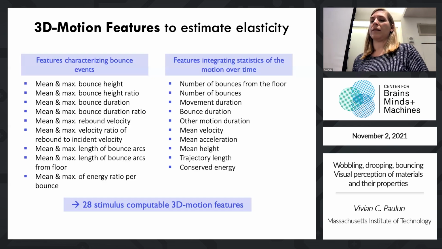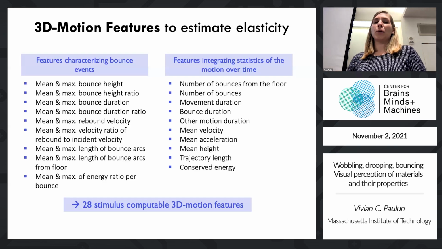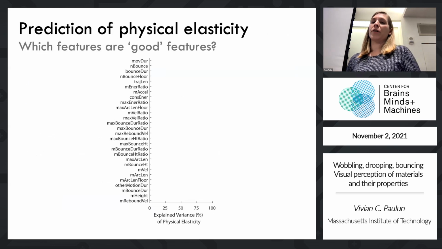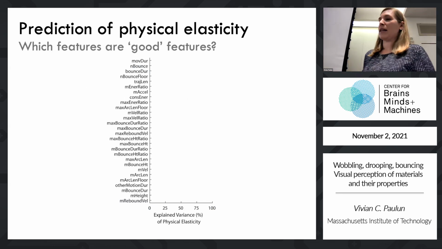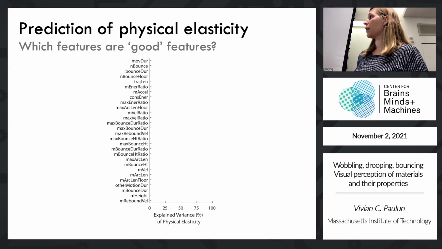Or how noisy these estimates are. Here they are based on perfect knowledge of the positions, and in that sense, they are an ideal model. Okay. Because it's a list of 28 different features, before we test whether observers actually use any of these, we wanted to see whether we can narrow down our hypothesis space a little bit. And we started by asking which of these features are actually good at estimating the physical elasticity.